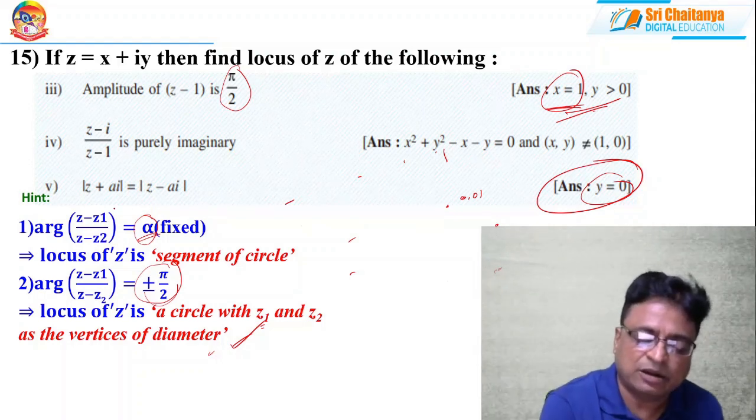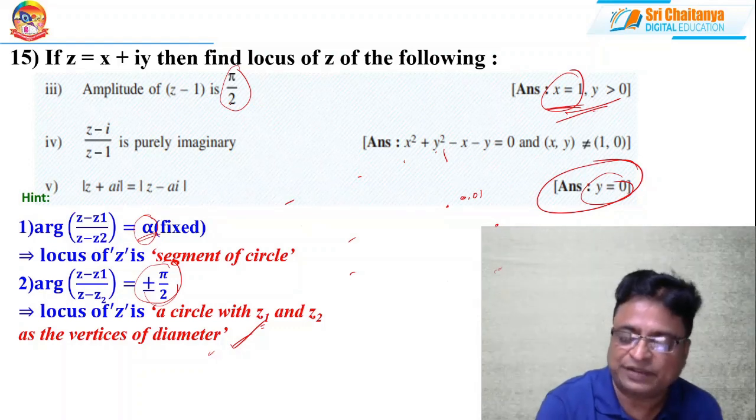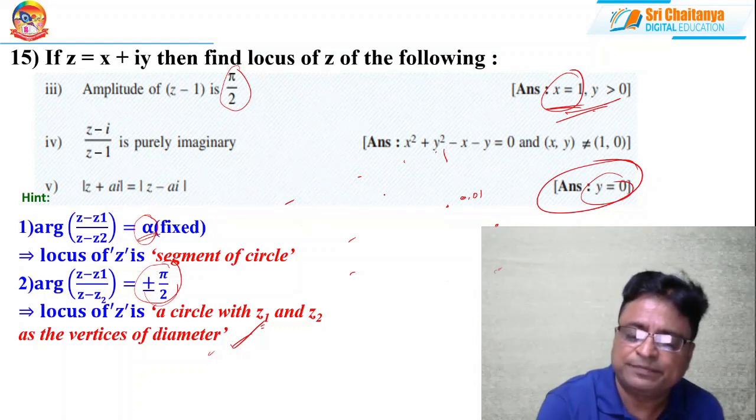So once again, argument of (z minus z1) by (z minus z2) is equal to alpha, other than pi by 2. Then it indicates what?